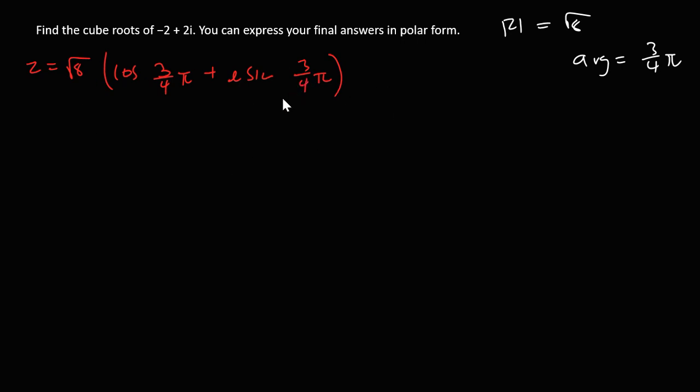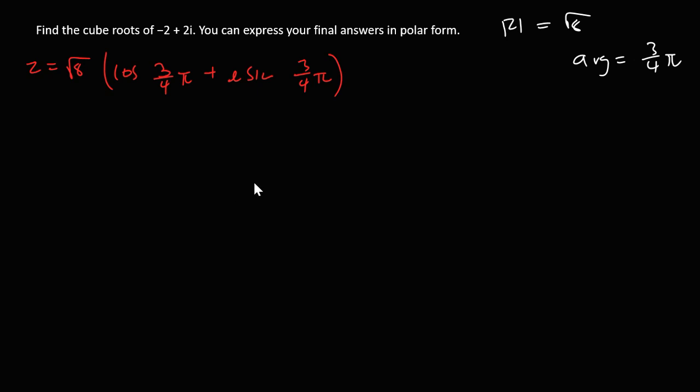Then if we're in polar form, we can now apply De Moivre's theorem, right? Remember, if you raise any complex number to some power, it's the same as raising the modulus to that power and multiplying the argument by that power or that index. So we're going to do that just now.